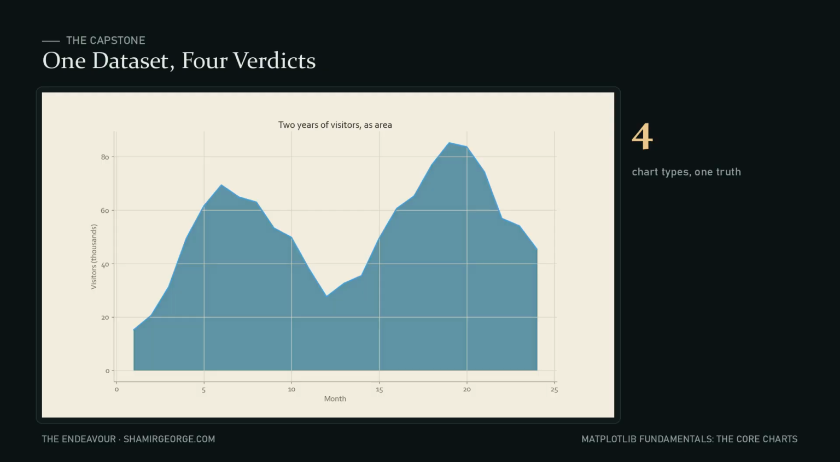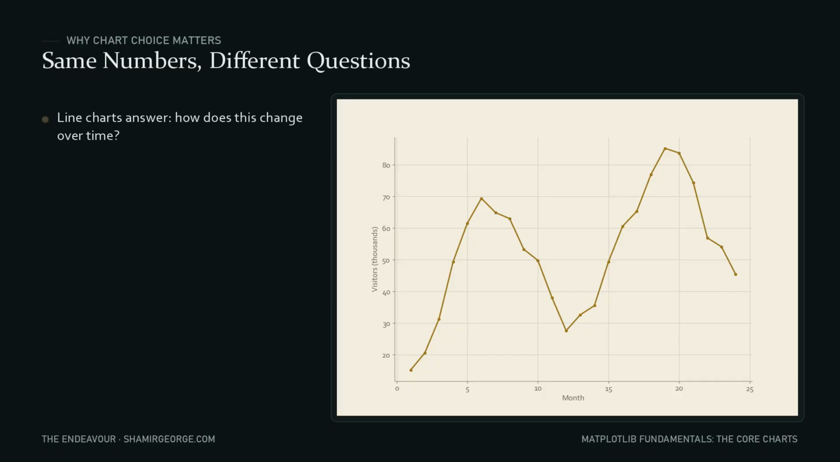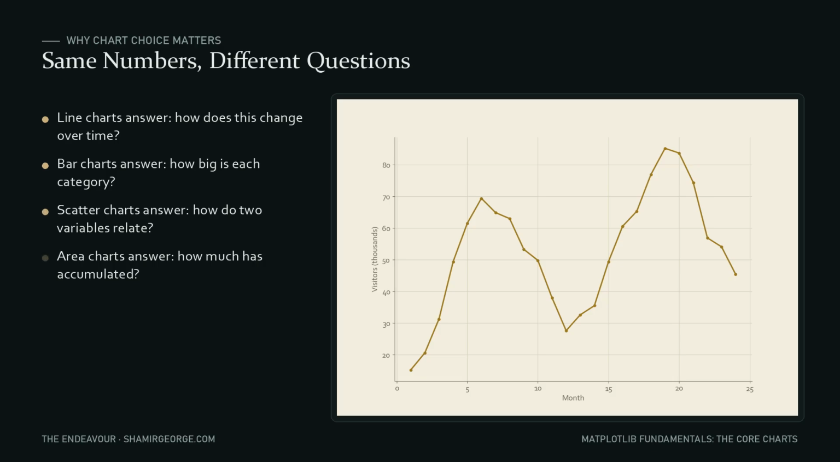By the end of this lecture, you'll know which of 4 chart types to reach for and why the choice is never arbitrary. Line, bar, scatter, and area can all plot the same 24 visitor counts, but each one answers a different question. A line asks how things change. A bar asks how big is each one. A scatter asks how 2 variables relate. An area asks how much accumulated. Pick the chart for the question you're actually asking, not the one you reached for out of habit.